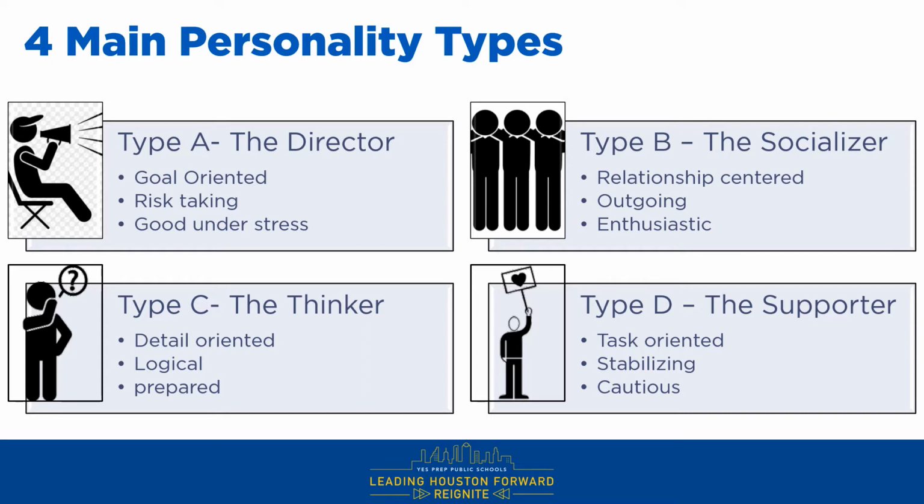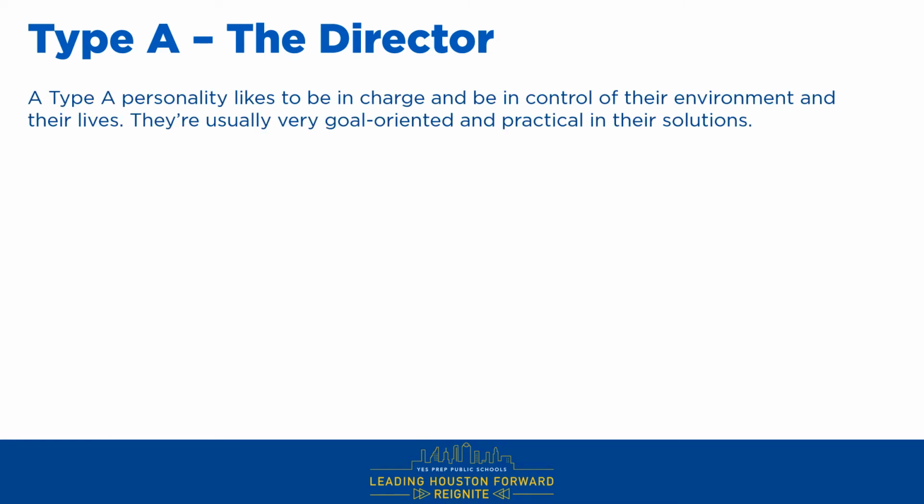Now we're going to take a couple of minutes and dive into a slide for each personality type to look at more information about each. Over the next 4 slides, we're going to dive a little bit deeper into each personality type. Let's start with type A, the director. A person who has a type A personality typically likes to be in charge and be in control of their environment and their lives. They're usually very goal-oriented and practical in their solutions.